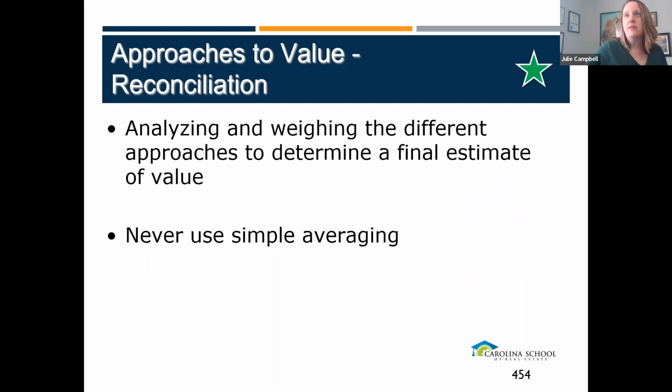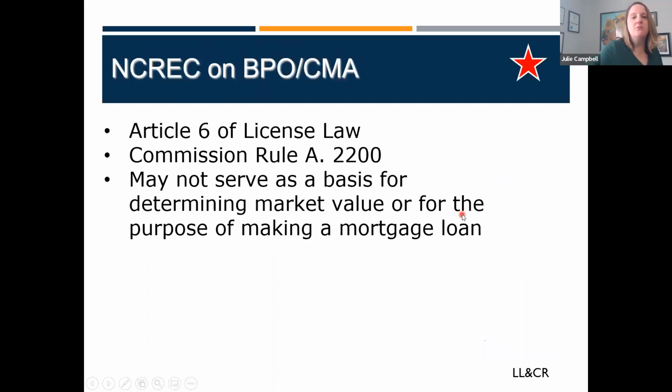All right, as we said, everything we talked about in unit 17 was our appraiser's hat. We got to act like an appraiser. The exception to this unit is when we talked about our BPOs and CMAs. The BPO and CMA is what I do.